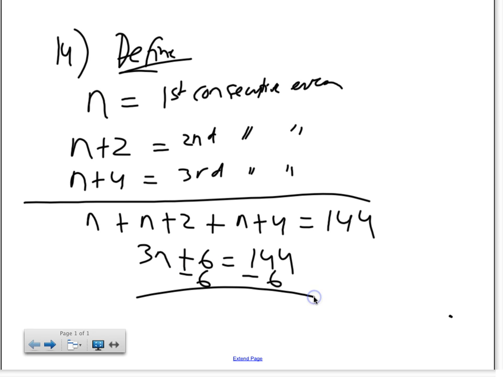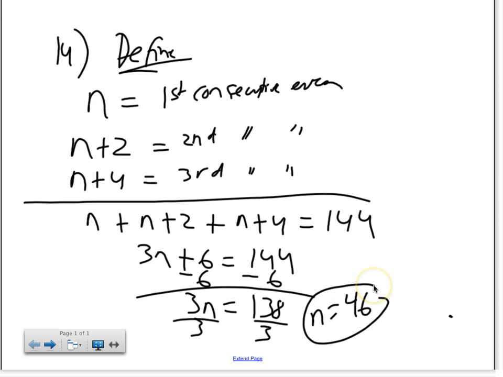Minus 6. 3 times n equals, what's 144 minus 6 here? What's 144 minus 6? 138, divided by 3 on both sides. N is 46. So that means if my first number is 46, my second one has to be 48, and my third? 50. Okay, and then the last part says, check your answers.